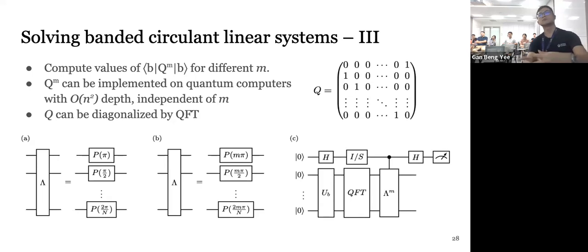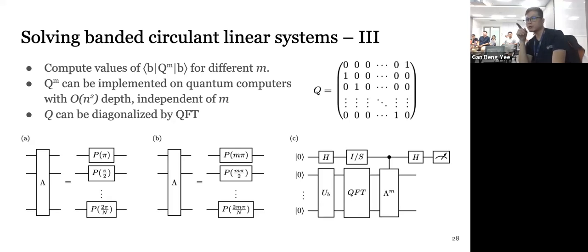So we find that implementing Q to the mth power is actually independent of the power m. So for our system, our circuits don't actually increase in size. They depend only on the number of qubits instead of the number of truncations that we need.